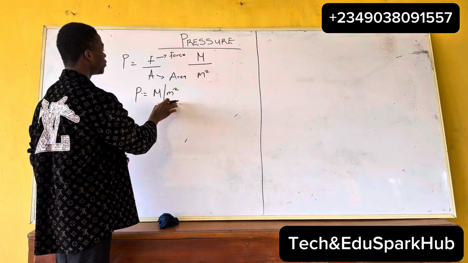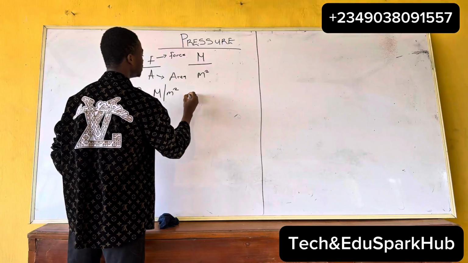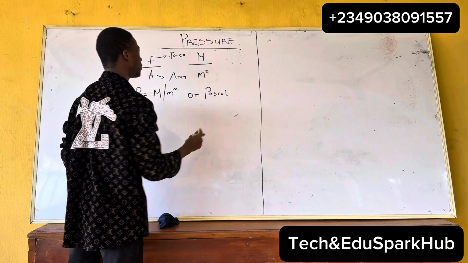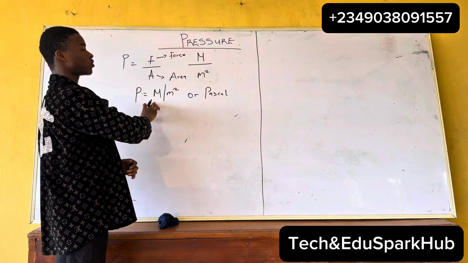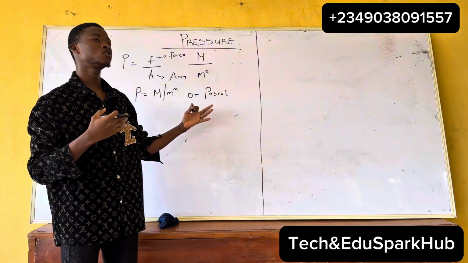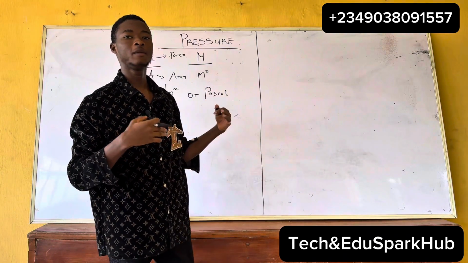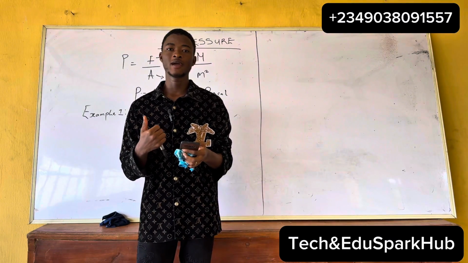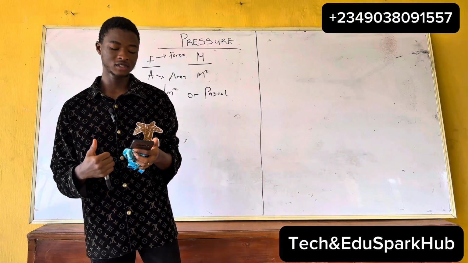On the other hand, we have another SI unit of pressure, which is the Pascal. So pressure can be measured in Newton per meter square or in Pascal. It is either one of the two. And we have some other units of pressure, which are the torr, the bar, and so on. Without wasting much of our time, let's look at some examples under pressure in a solid.